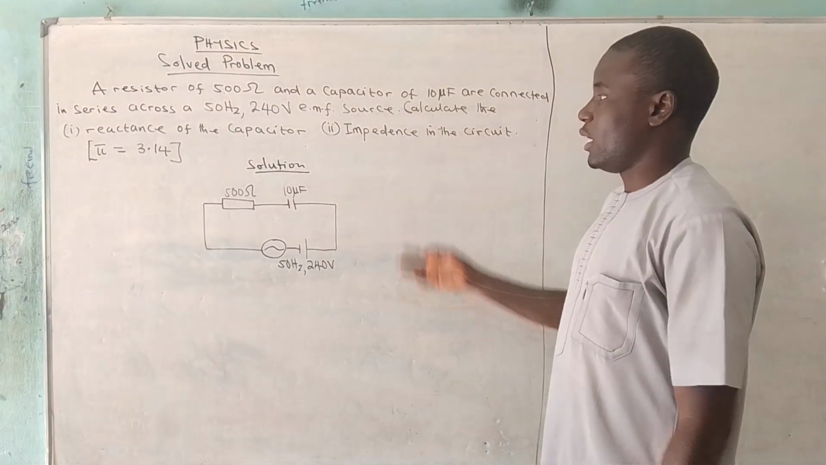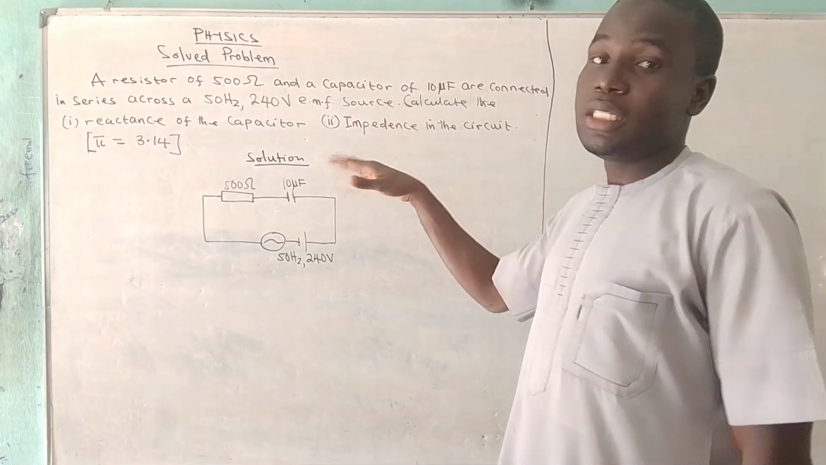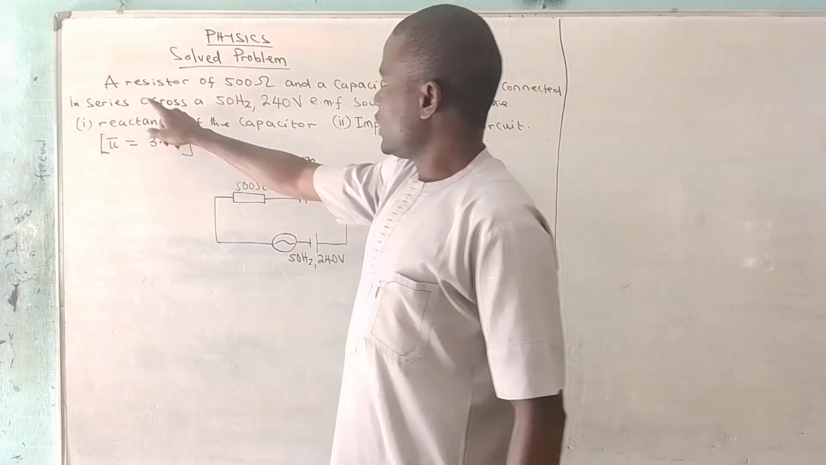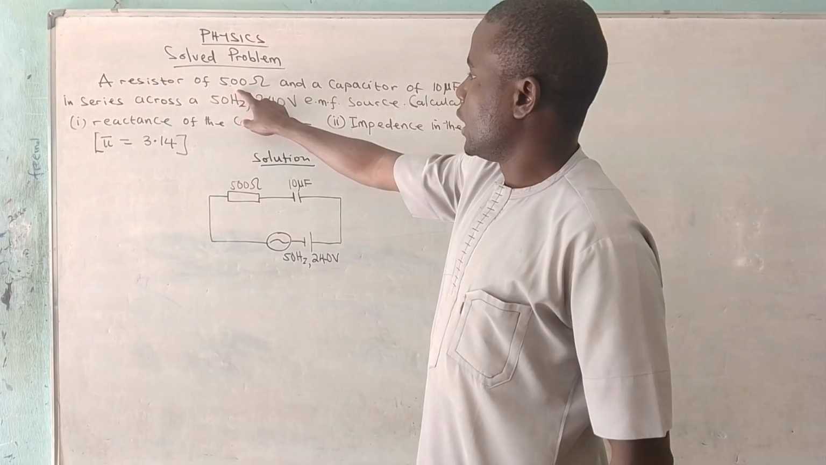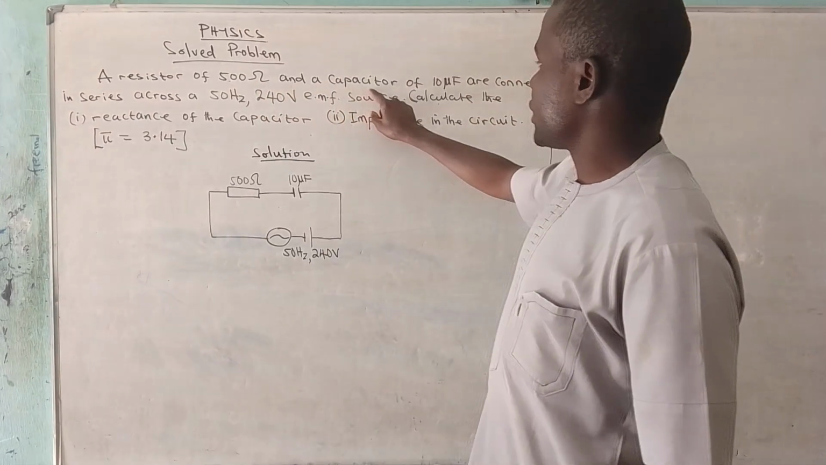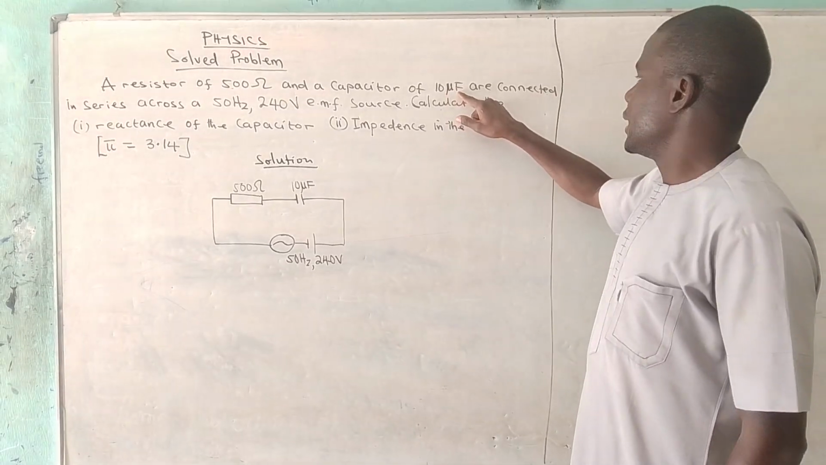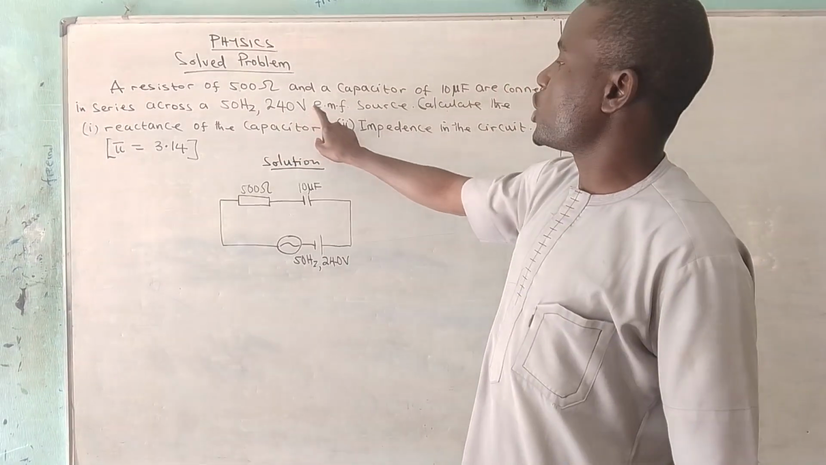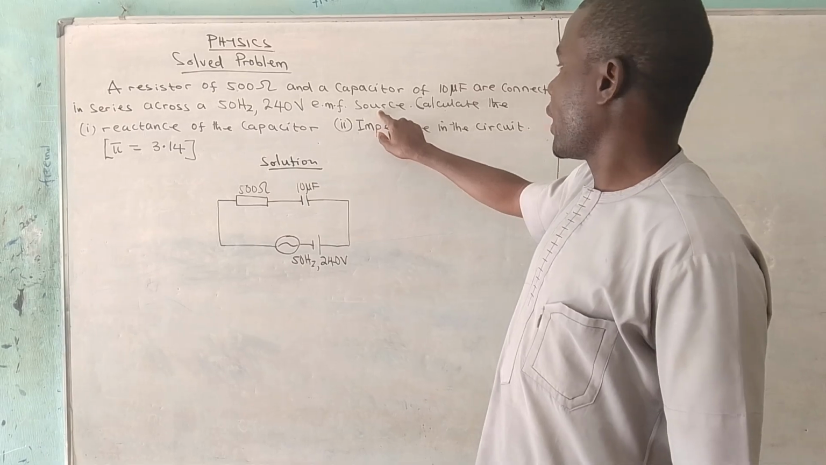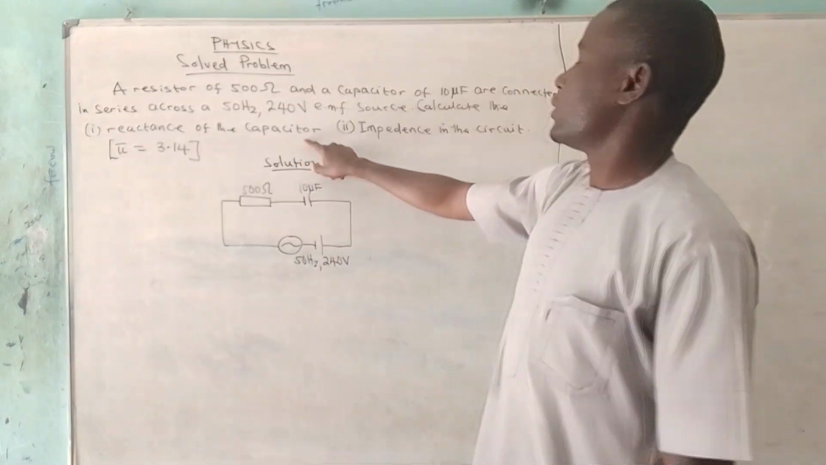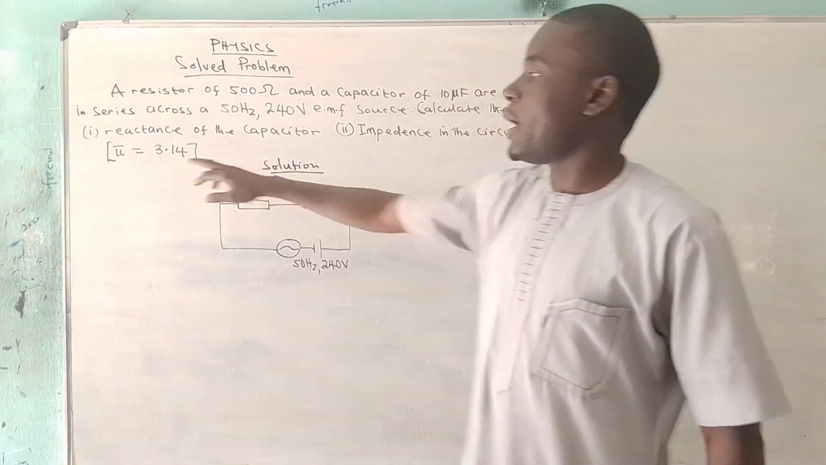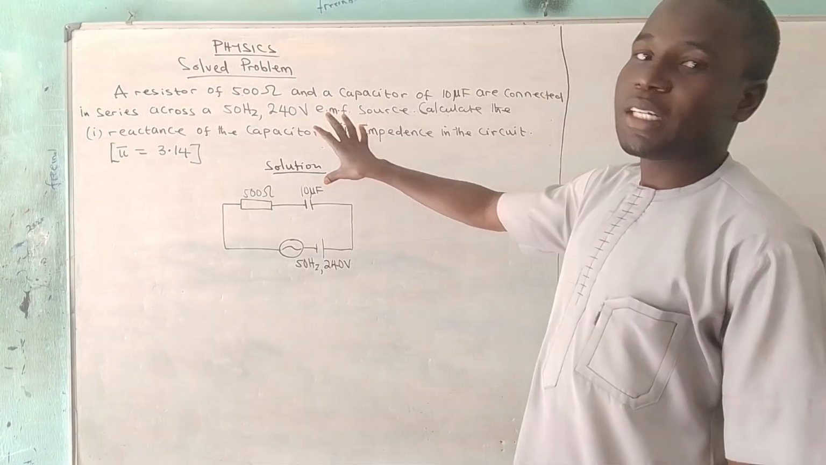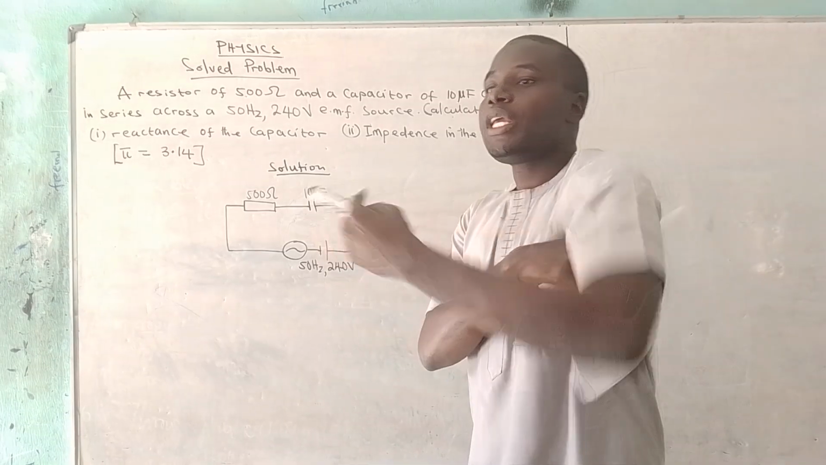So let's read this problem. We extracted this problem from a past SSCE question, which I believe is NECO 2024. A resistor of 500 ohm and a capacitor of 10 microfarad are connected in series across a 50 Hz, 250 volt EMF (electromotive force) source. Calculate the reactance of the capacitor and the impedance in the circuit, and take pi to be 3.14. Do you understand?